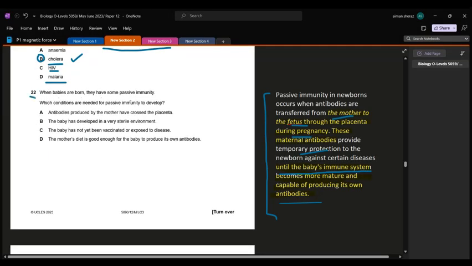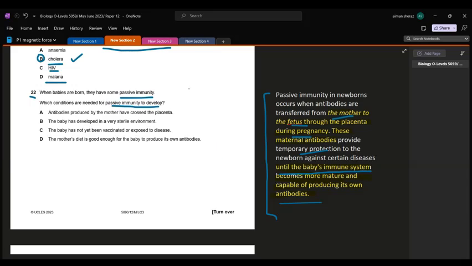So, question number 22. When babies are born, they have some passive immunity. Which conditions are needed for the passive immunity to develop? This paragraph over here will tell us why passive immunity is important for the fetus and how it is actually given to the fetus, what conditions are needed. Passive immunity in newborns occurs when antibodies are transferred from the mother to the fetus through the placenta during pregnancy. So, we see option A has placenta in it, but we also need to know why it is important: because it provides temporary protection to the newborn against certain diseases until the baby's immune system becomes more mature and capable of producing its own antibodies.